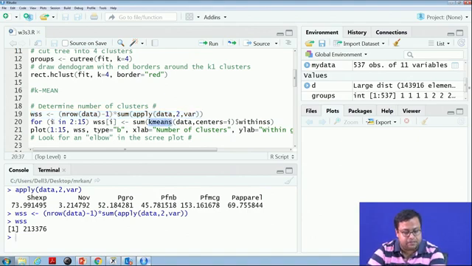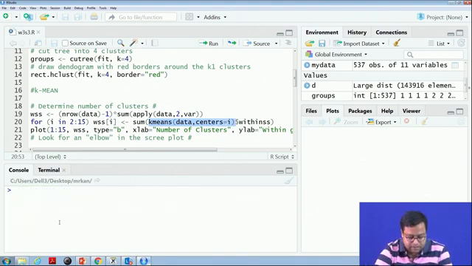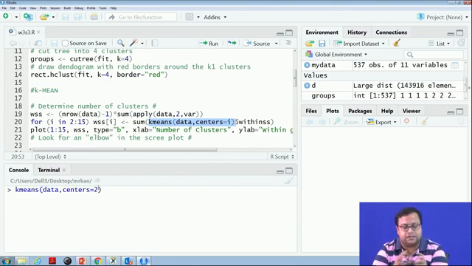And I will vary from 2 to 15, meaning I am varying the number of clusters from 2 to 15. So, when the cluster number is 2, what does k-means give? K-means will say, okay, centers is equal to 2. That means it will read the data and create 2 segments.